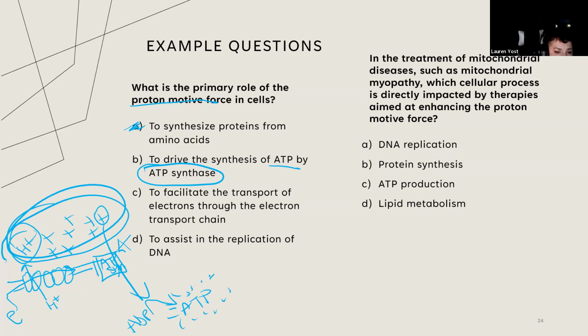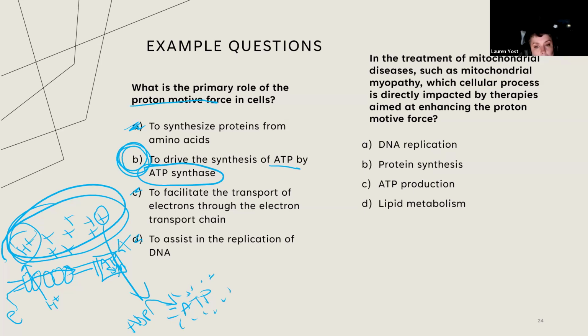So the proton motive force, does it facilitate transport of electrons through the electron transport chain? It's the opposite. The transport of electrons through the electron transport chain drives forcing the H pluses out and creating the proton motive force. And then the proton motive force drives the synthesis of ATP through ATP synthase. And then is the point of it to assist replication of DNA? No. So that leaves us with our better choice of B.